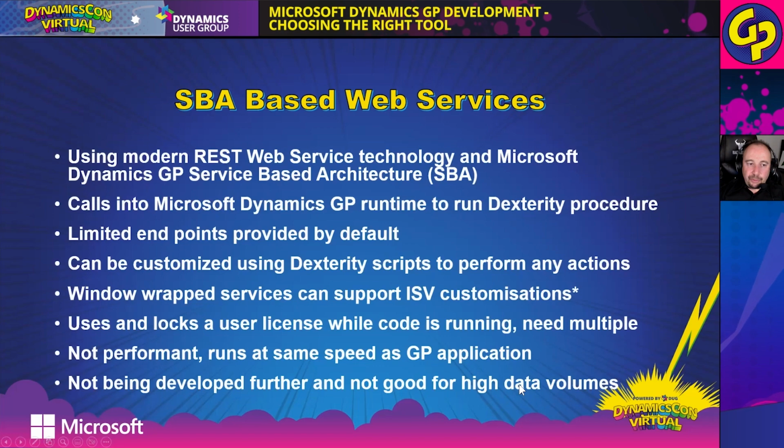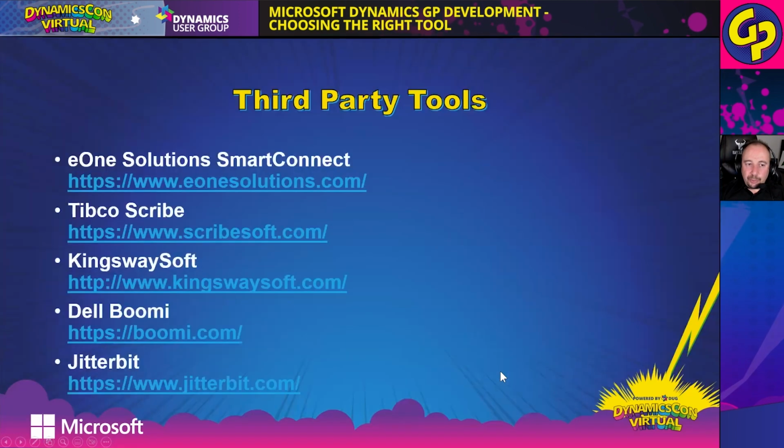So there are also some third-party tools. One of the most popular is E1's Smart Connect. So I would go and have a look at that. There's also Scribe and Kingsway Soft. Dell Professional Services have their Boomi, and there's an app called Jitterbit. There's a lot more. I've only just listed a few here.